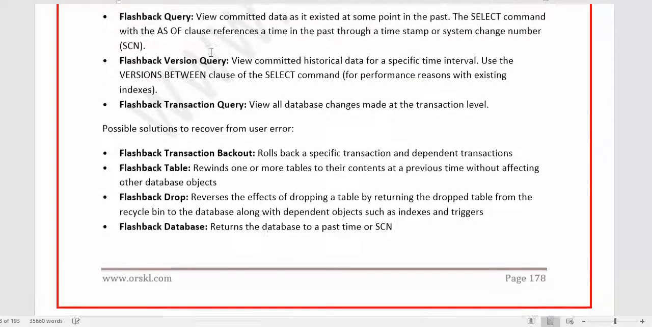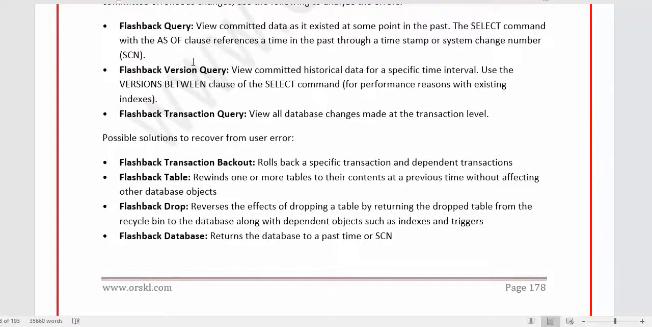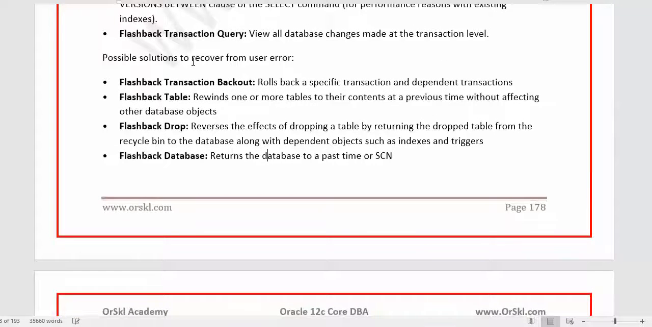Not every time the user might come back to the DBA for analysis, they might do it themselves, but after the analysis, if they come back and ask you to restore the table, if it is a complete table to a certain timestamp, you use the Flashback table option. And if it is a transaction based rollback, you will use Flashback transaction backout. And if the table has been dropped already and the user is asking you to get back the dropped table, the option is Flashback drop.